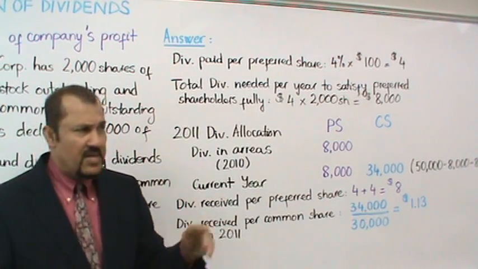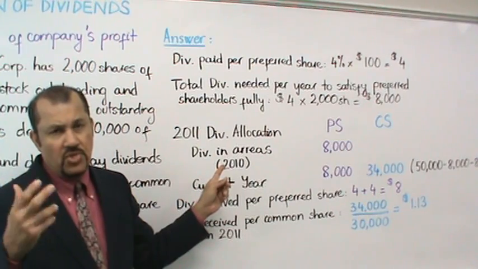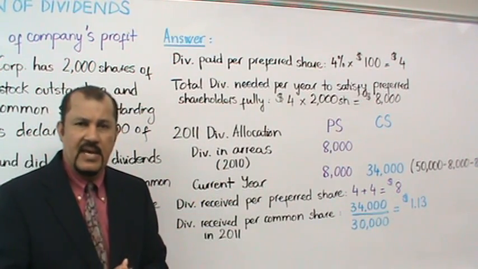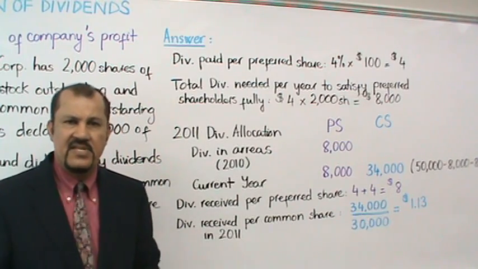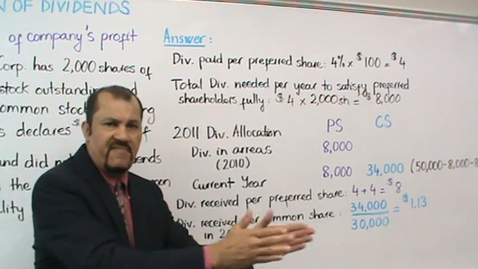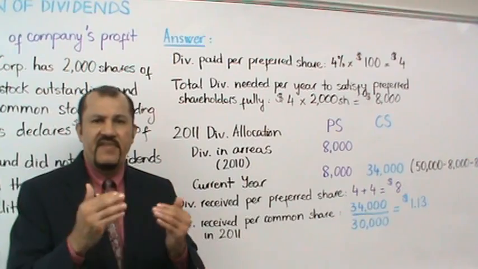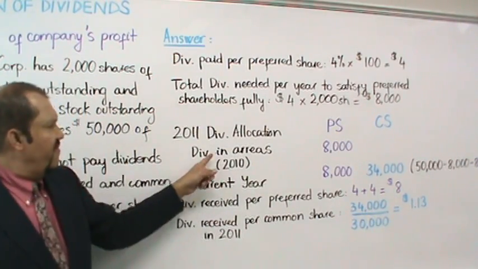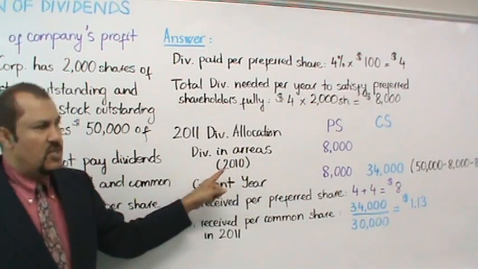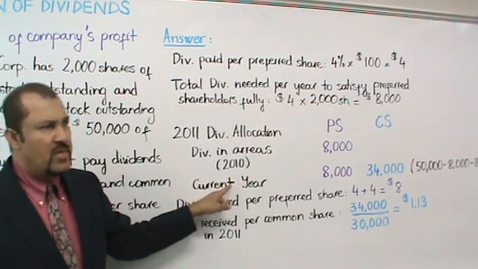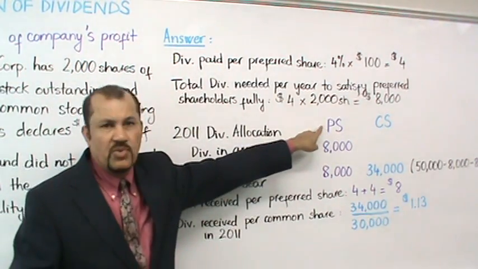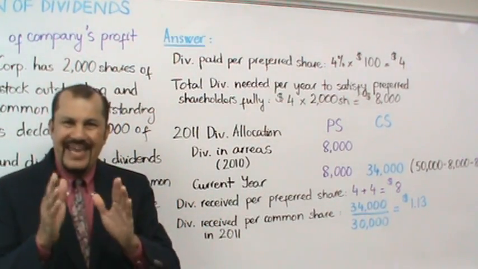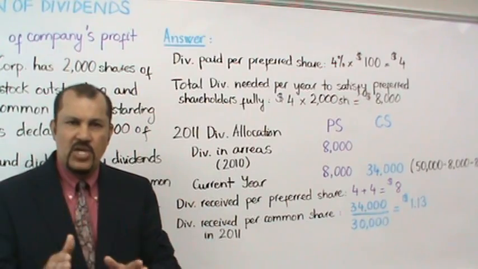So now in 2011, our job is to do what? Is to take the $50,000 that the company has set aside and figure out how much of the $50,000 goes towards the preferred shareholders and how much, if any, goes to the common shareholders. So the first part of the allocation is, it says dividends in arrears 2010, $8,000 goes to preferred shareholders. What does that mean again? If you recall, it takes $8,000 to satisfy preferred shareholders fully.